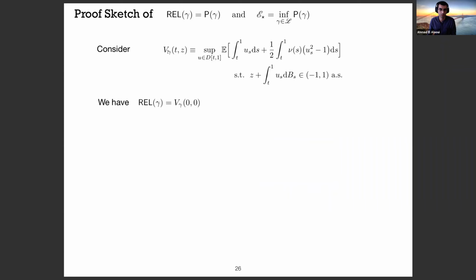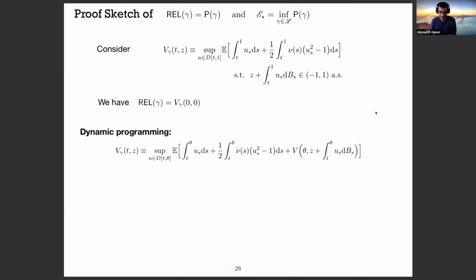Now, I'm going to try to find a formula for this function, or at least try to understand how it behaves. So here it's a stochastic optimal control problem. You have a supremum over processes that are from t to 1. They're adapted with respect to Brownian motion. You can look up books about stochastic control, and you see that dynamic programming is an obvious choice in order to solve this kind of problem.